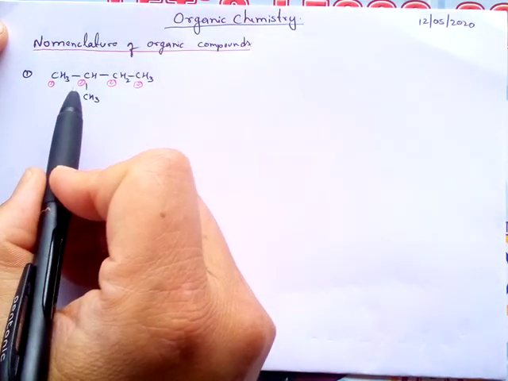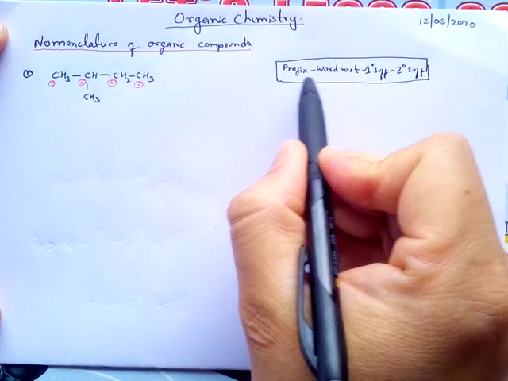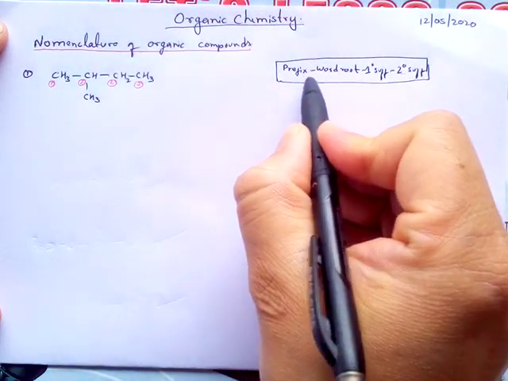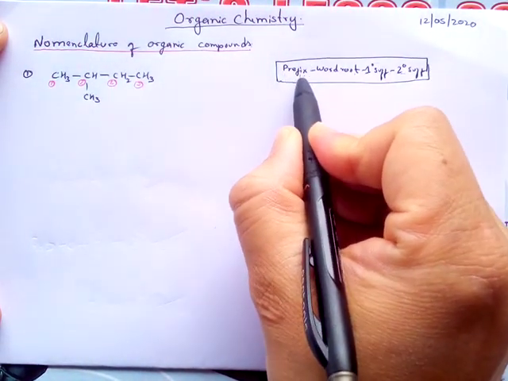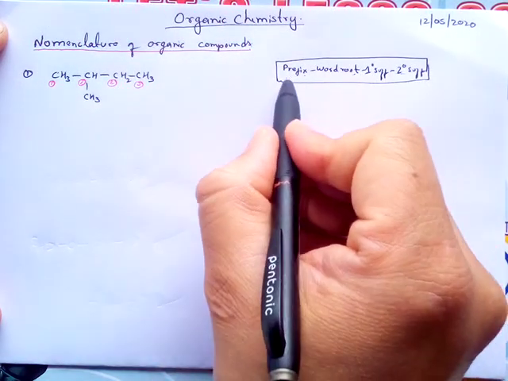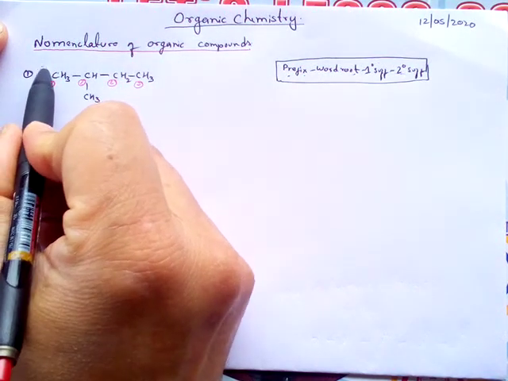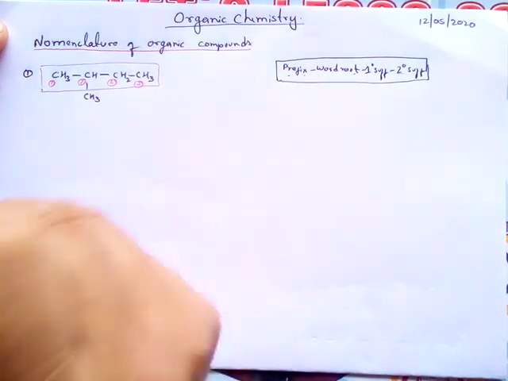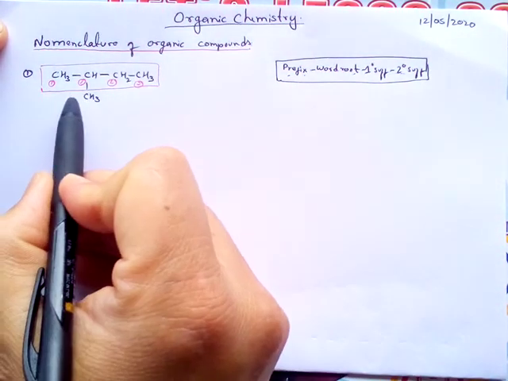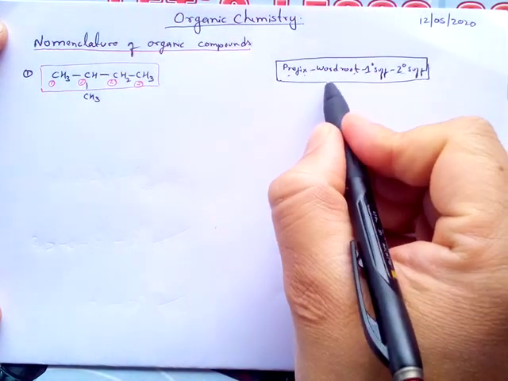So first, I have written this one. This is the main format: prefix, word root, primary suffix and secondary suffix. Prefix means you have to look for the branch. This is our parent chain, I'm putting it in a box. First you have to look for the word root.